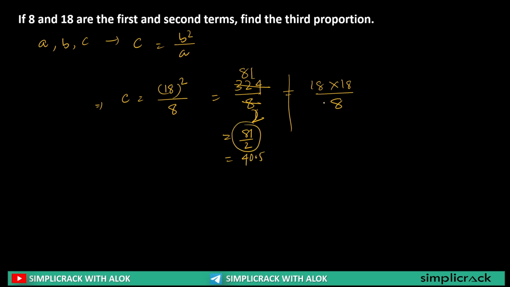Here you can solve it as well. If I divide 8 by 2, I will get 4. If I divide 18 by 2, I will get 9. Again, if I divide 4 by 2, I will get 2. If I divide 18 by 2, I will get 9. So it is 9 9s are 81 divided by 2, that is 40.5. So this is the answer.